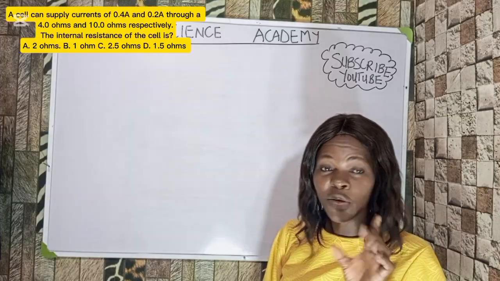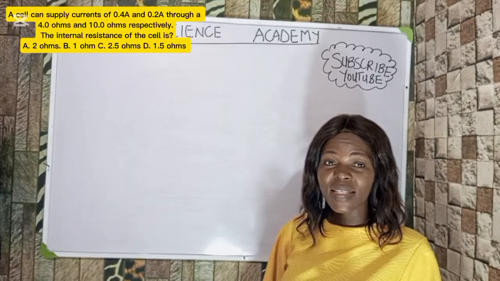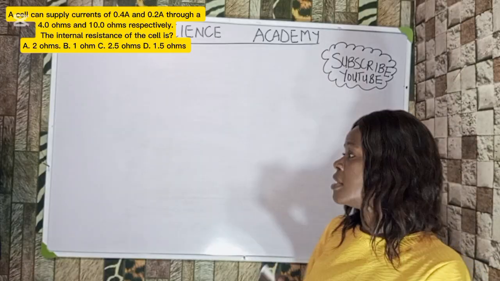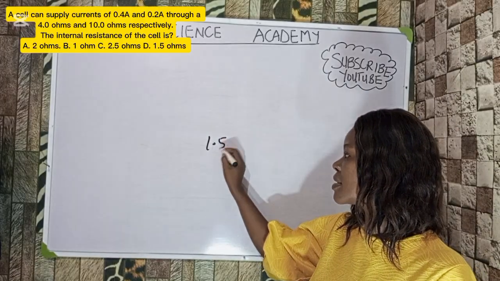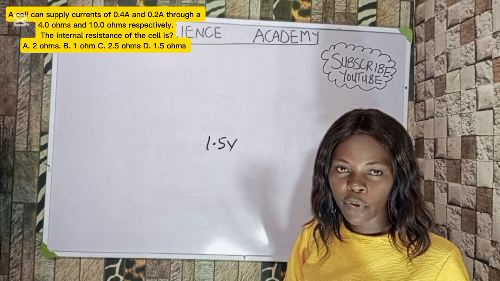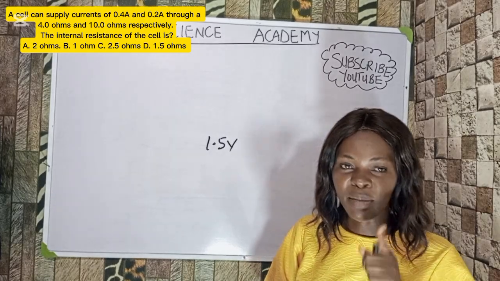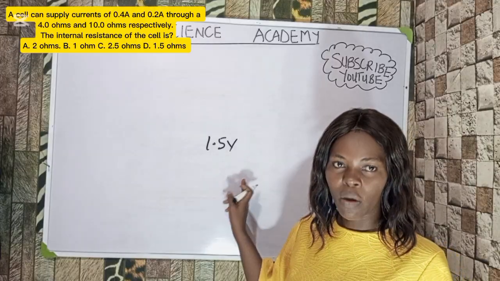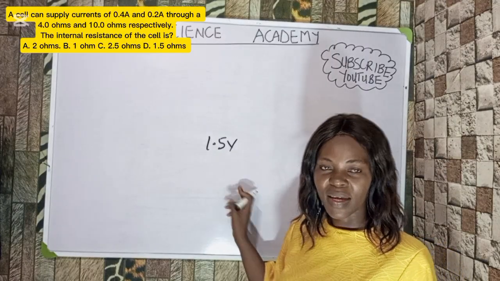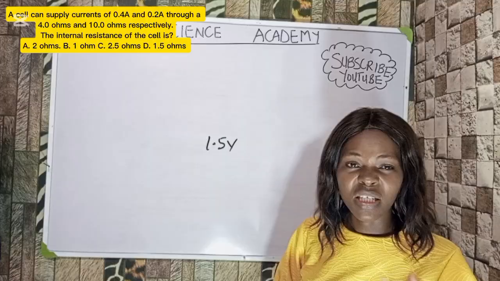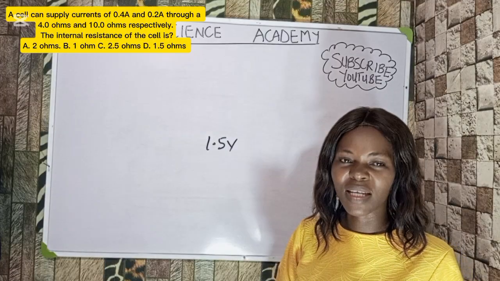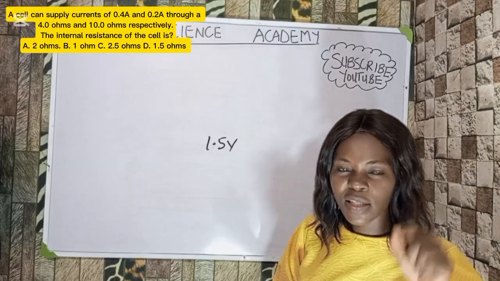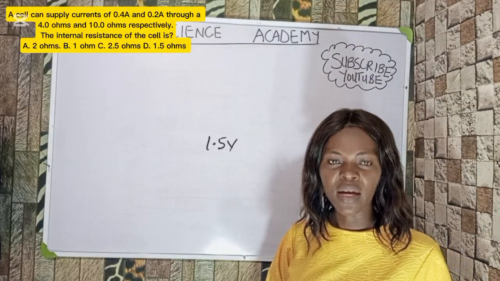Now you know that a cell means battery. The EMF of a particular cell, that is one cell, is 1.5 volts. But if you do your connection with a battery to do an experiment, you realize that the voltage will be less than 1.5 volts. Then why is this so? It's because of the internal resistance of this cell. It has made it reduce. Do you understand? So that is what we're actually looking for in this particular question.